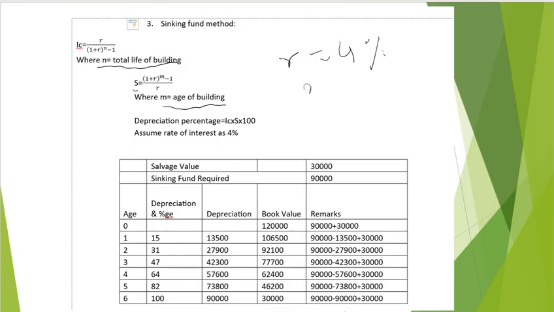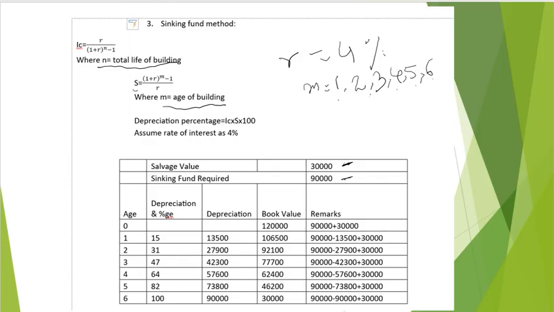So first you have to put m equals 1 for the first year. For the second year, m will be 2. For third year, 3. For fourth year, 4. For fifth year, 5. And for sixth year, m equals 6. You will have to calculate the value of S for all the 6 years. Now see here, salvage value is given to you as 30,000. What does this mean? It means what amount you have to accumulate as sinking fund. It is not 1,20,000. It is 1,20,000 minus 30,000. You have to accumulate a sum of 90,000, which is important to remember.